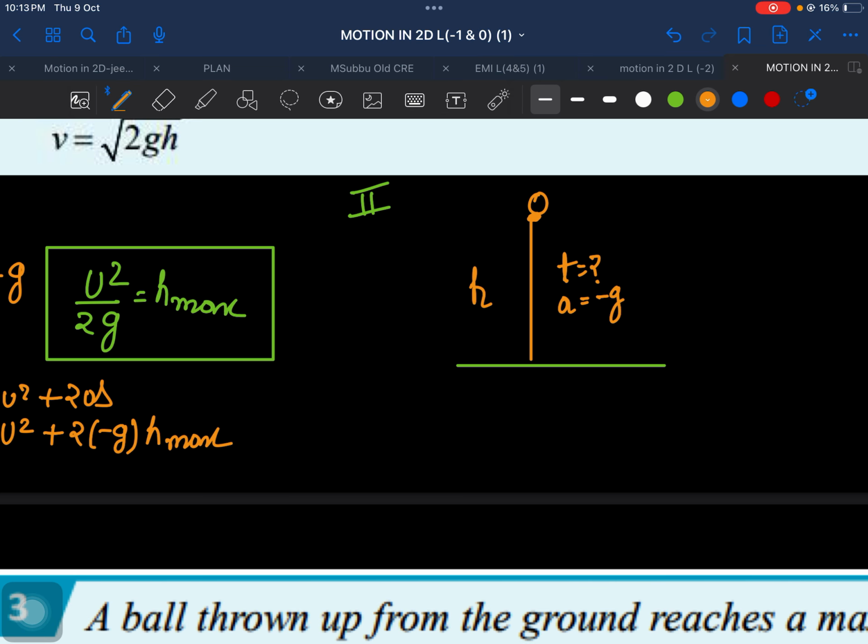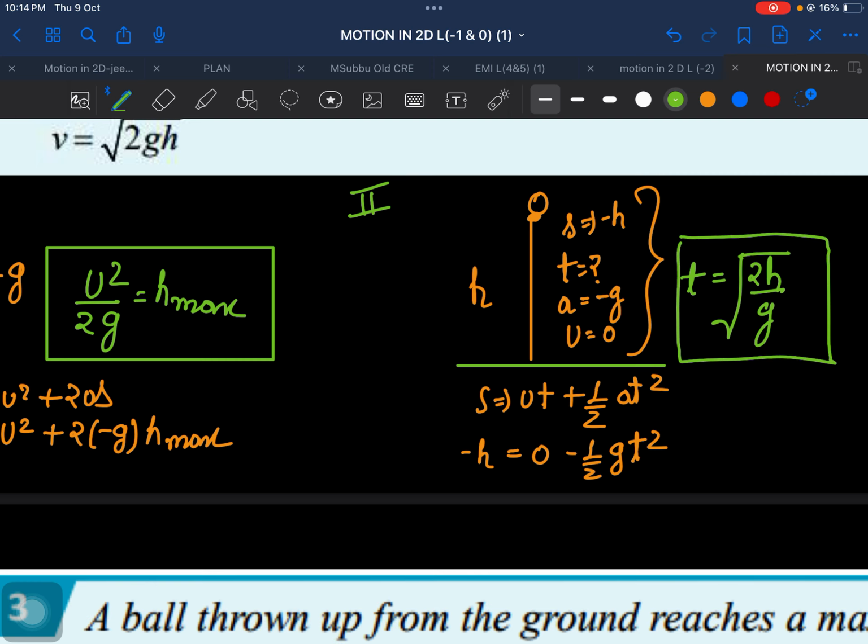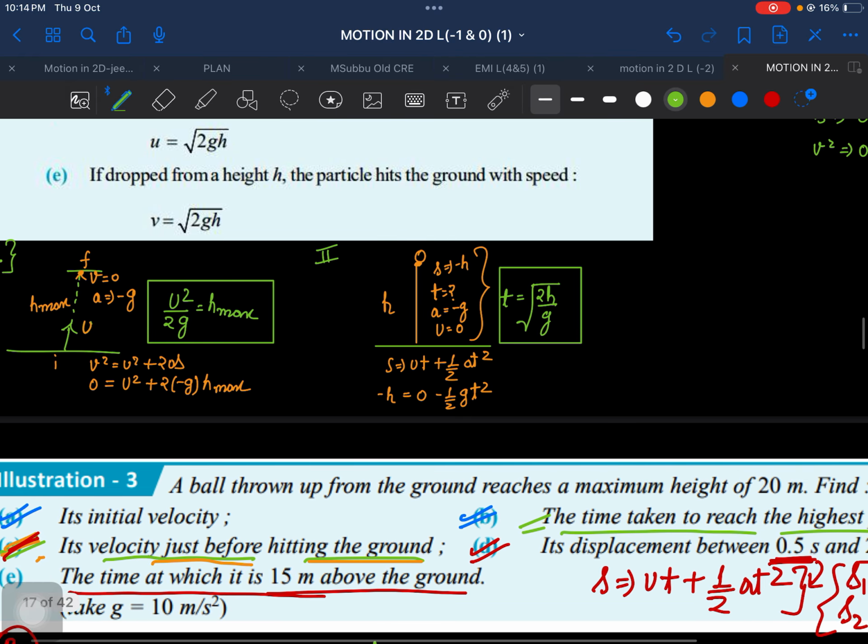Now displacement: if you drop a ball from here, the displacement is in the downward direction, so displacement is equal to minus h. Initial velocity is 0. Which equation can we use? Yes, the second equation of motion: s equals ut plus half at squared. So s is minus h, u is 0, and a is minus g, so minus h equals minus half g t squared. From here the time when the ball hits the ground will be t equals the square root of 2h by g. This is your second case formula. You don't have to learn this as well.